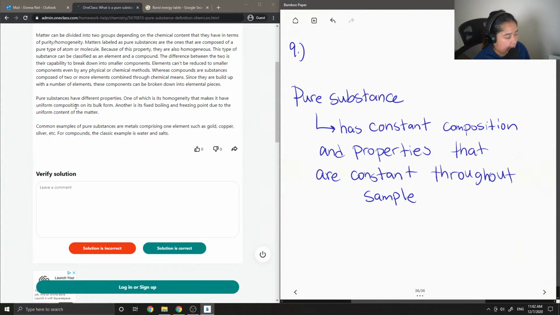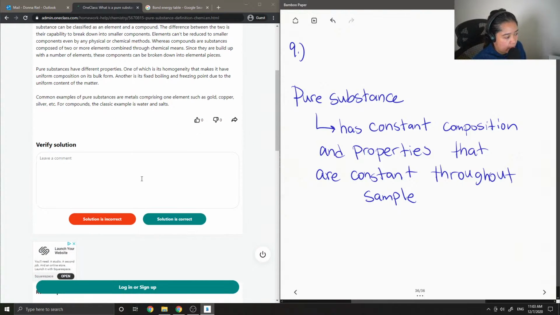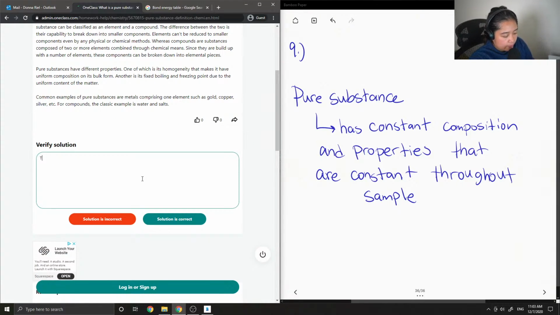Pure substances have different properties, one of which is its homogeneity that makes it have uniform composition on its bulk form. Another is its fixed boiling and freezing point due to the uniform content of the matter. Common examples of pure substances are metals comprising one element such as gold, copper, silver, etc. For compounds, the classic example is water and salts. Yep, so the solution is correct.